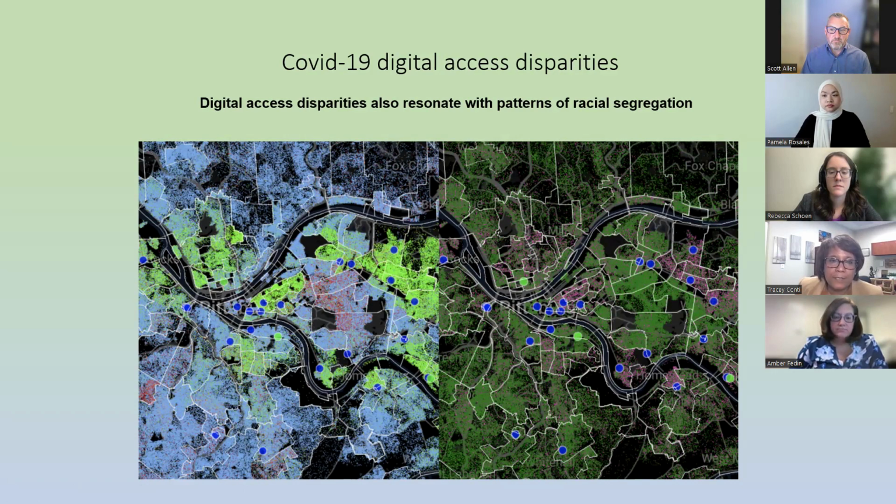We also looked to see how patients could reach us virtually. And on the right-hand side of the map, those areas in pink were all areas that were identified as not having broadband access.